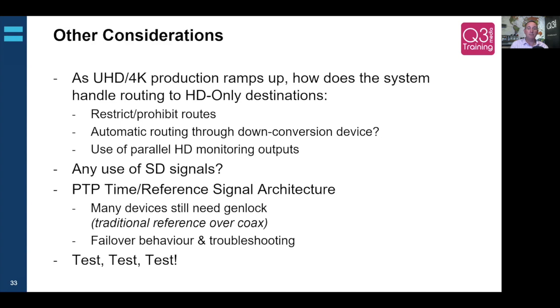And if you can, test it as much as you can. Try and get mock-up systems. Try and test the scale if you can. It's really important.